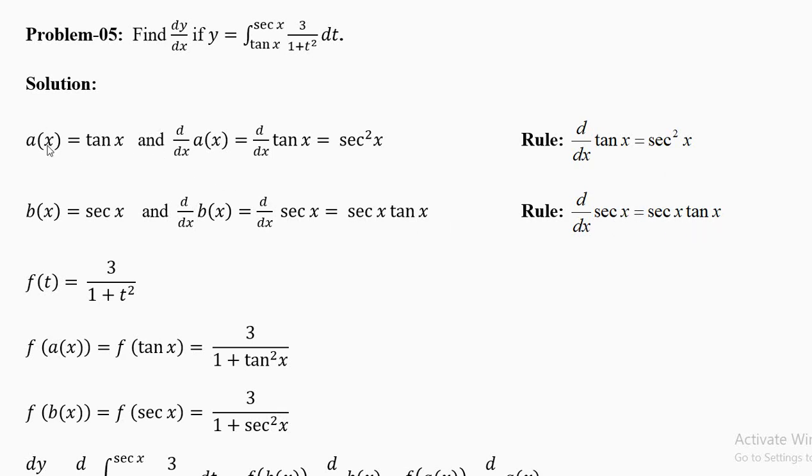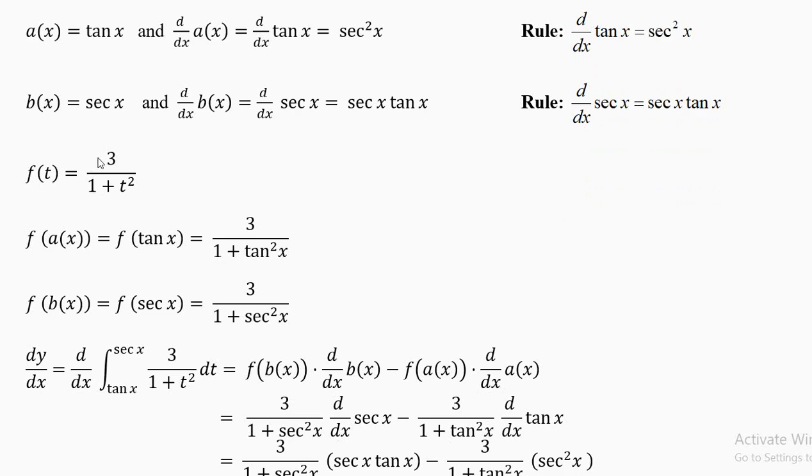Now find the derivative of a, find the derivative of b. A equal to tangent x, the derivative is secant square x. B equal to secant x, and the derivative of secant x is secant x tan x. Just note it down. Then the function is 3 divided by 1 plus t square.